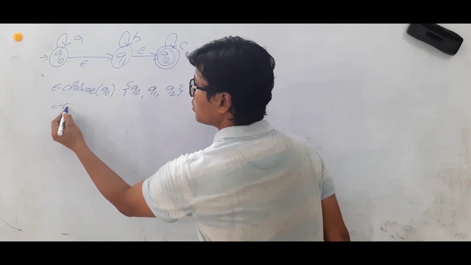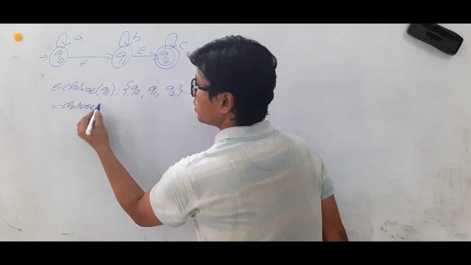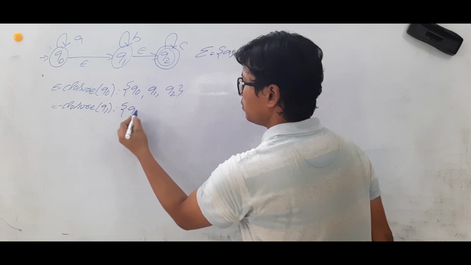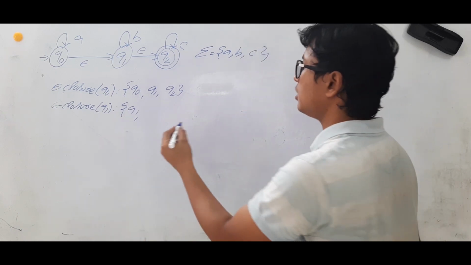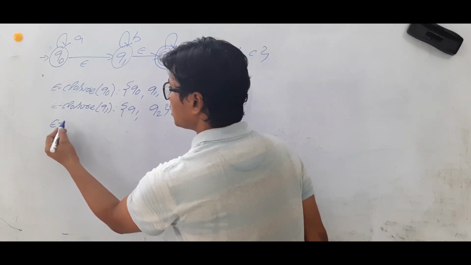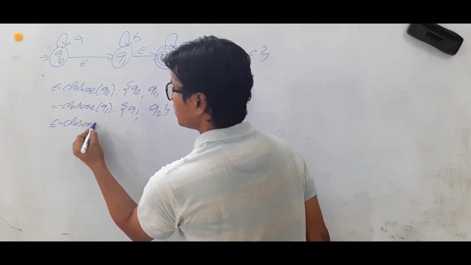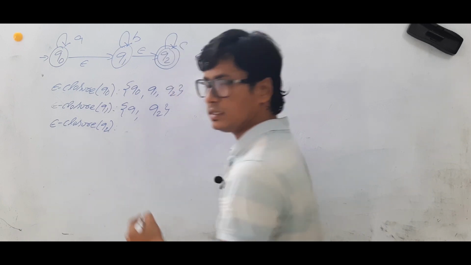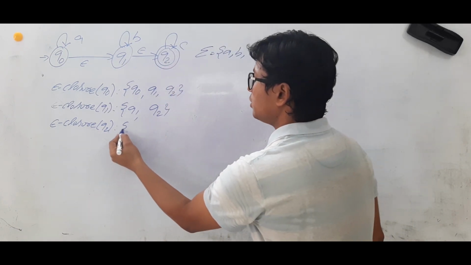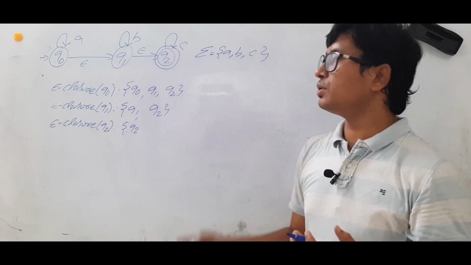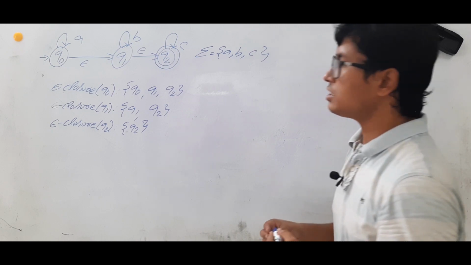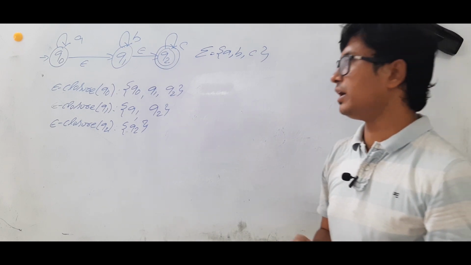Similarly, the epsilon closure of Q1 is, from Q1 you can go to Q1, and Q1 on epsilon goes to Q2. Now similarly, the epsilon closure of Q2 is, from Q2 on epsilon you go to Q2, but you cannot go anywhere else. So this is the epsilon closure of Q0, Q1 and Q2.